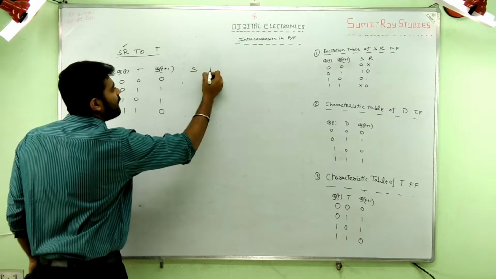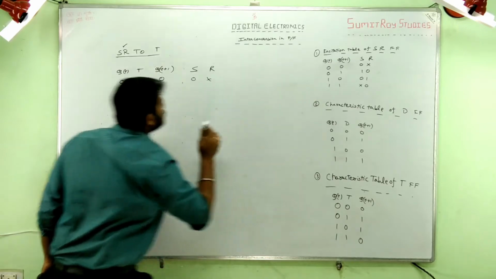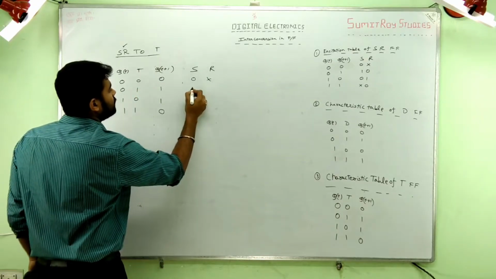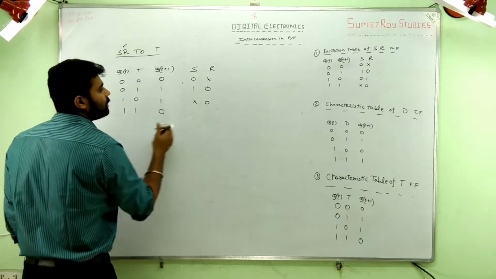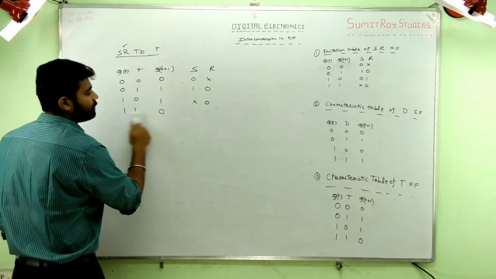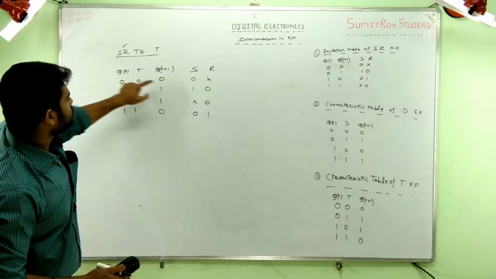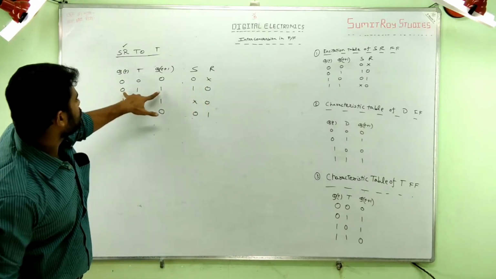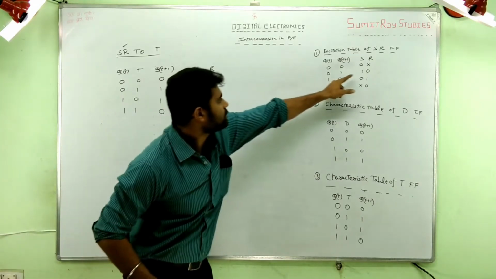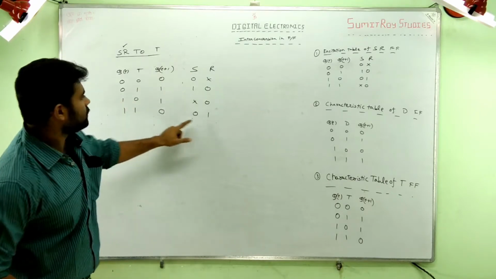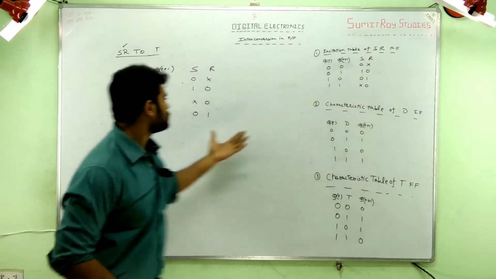Based on this, the S and R excitation table: 0 to 0 is 0 cross, and 0 to 1 is 1, 0. 1 to 1 is cross 0, and 1 to 0 is 0, 1. This is what is required. 0 to 0 is 0 cross, then 0 to 1, look at these two, it's 1, 0, and 0 to 1 again it's 1, 0. Then there is 1 to 0, it's 0, 1, and 1 to 0 again it's 0, 1, and then 1 to 1, it's cross 0, and 1 to 1 again is cross 0. So this is the part.